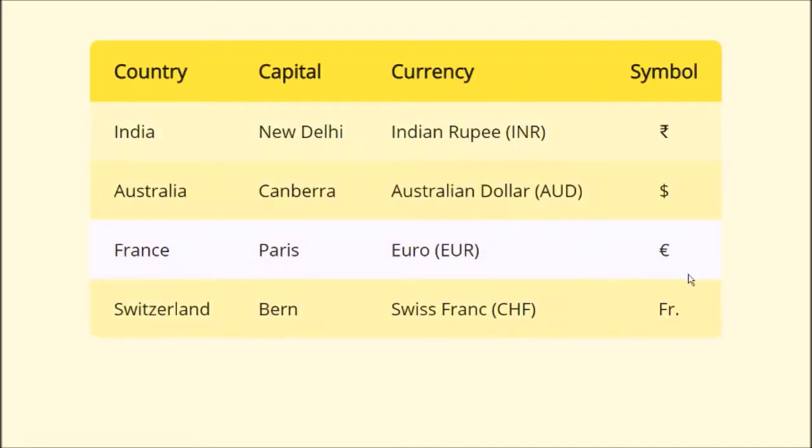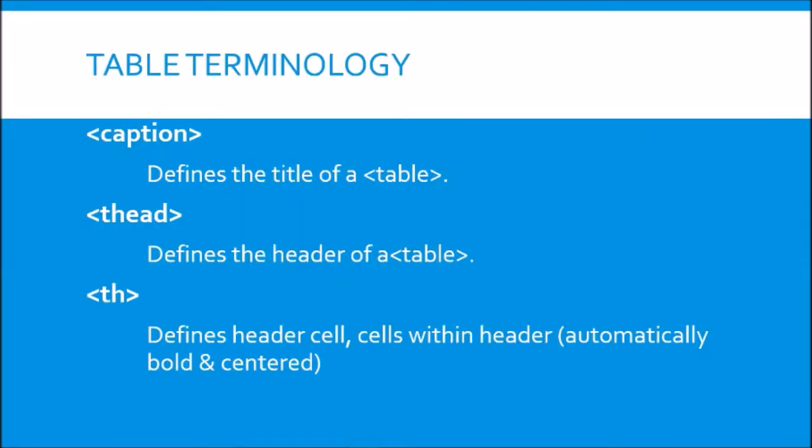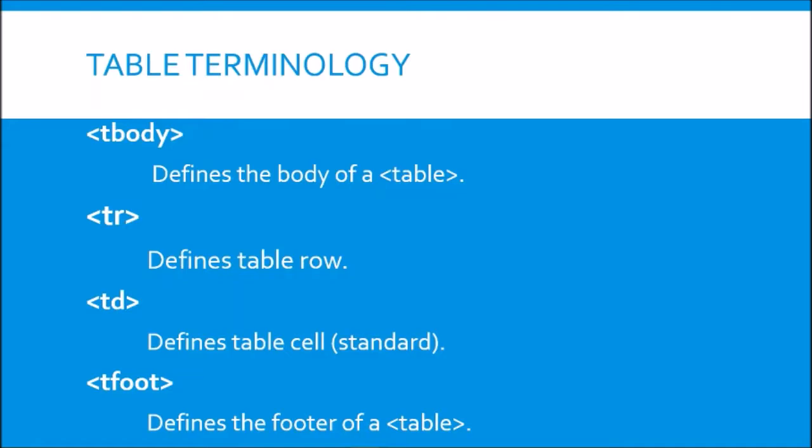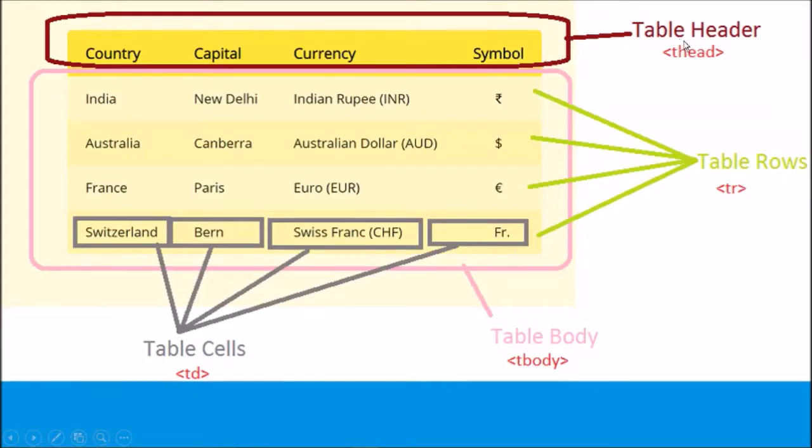Alright guys, let's go through how to make a table just like this. Let's go through some of the definitions: caption, head, th, body, tr, td, foot. Alright, so this is going to be our exact example. So we're going to have our header, our body, the rows, and the cells.